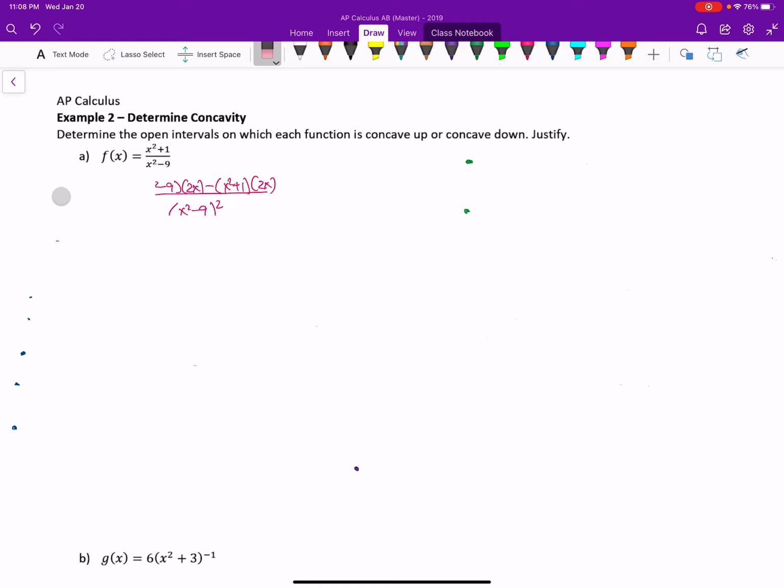So remember, ho d hi minus hi d ho, draw the line and square below. And then we've got to do a little bit of simplification. So distribute the 2x in the numerator and combine like terms. And we end up with negative 20x over (x squared minus 9) all squared.